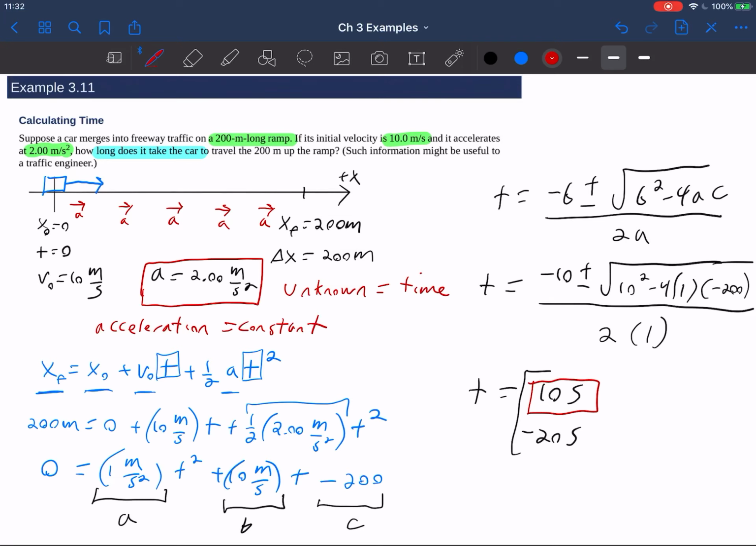Okay, so it's very similar to the other constant acceleration problems we've done, except this time, in order to solve it mathematically, we need to bring in the quadratic formula.